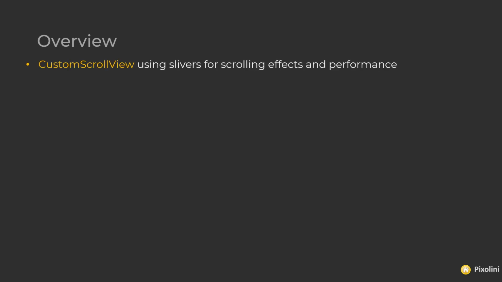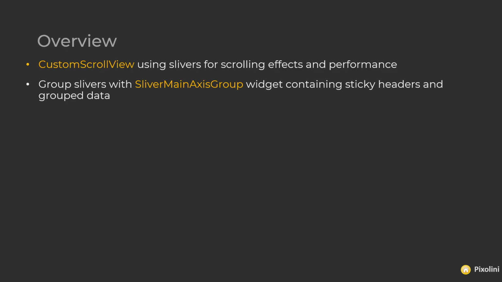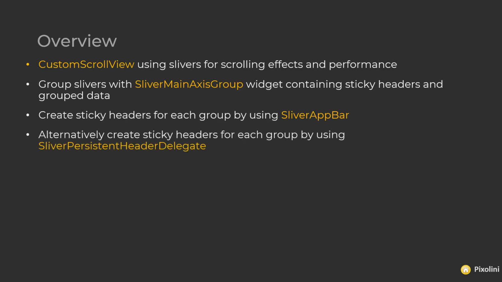Let's get an overview of what you'll be using to build the application. You'll use CustomScrollView using slivers for scrolling effects and performance. You'll group slivers with SliverMainAxisGroup widget containing sticky headers and group data. You'll create sticky headers for each group by using SliverAppBar. Alternately, create sticky headers for each group by using SliverPersistentHeaderDelegate, giving you two different ways to create sticky headers.